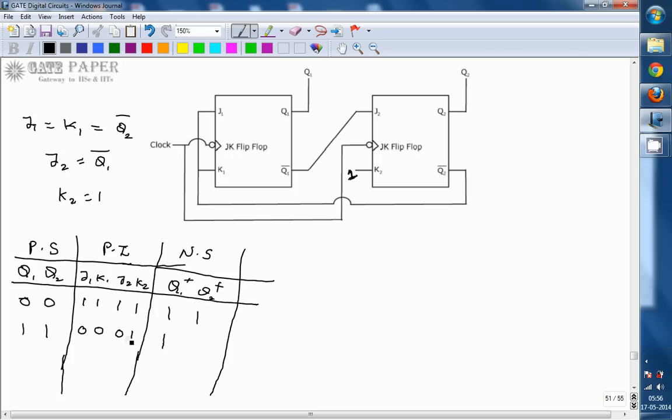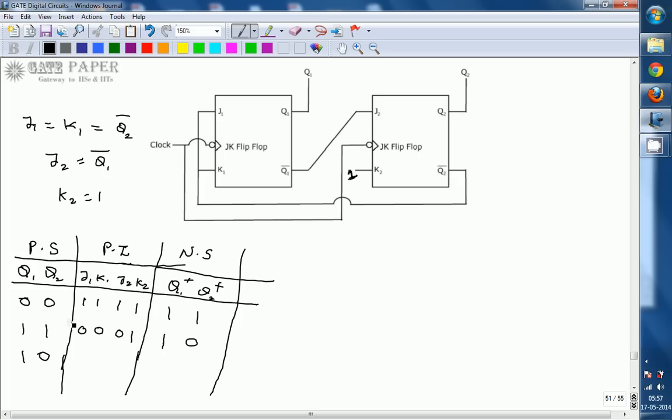Next, 0 1 is nothing but reset state. Irrespective of present state, Q2 next state is going to be 0. Now 1 0 is going to be the next state whenever the present state is 1 1. Now go like this, 1 0 is going to be the next present state.